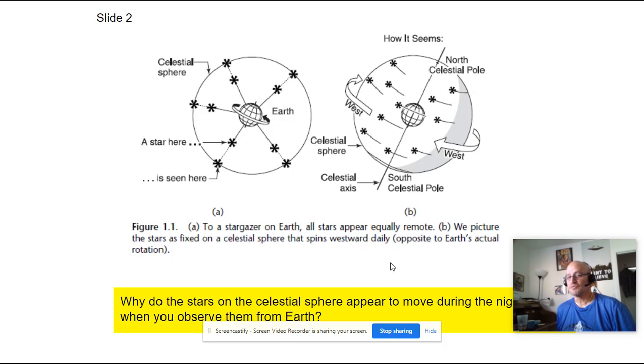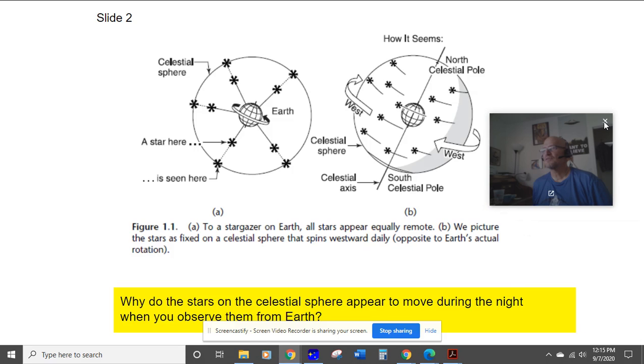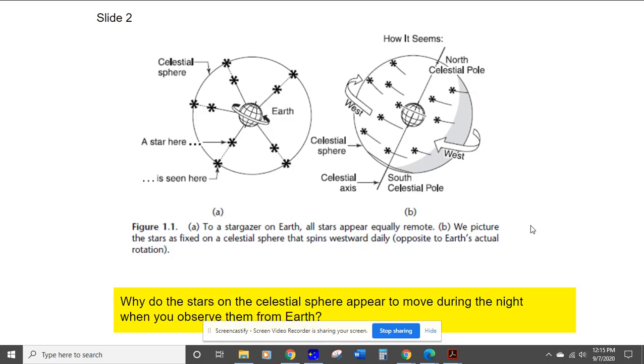So here's a question here. We want you to answer. We don't really need to see me here. Why do stars on the celestial sphere appear to be moving during the night when you observe them from the Earth? So go ahead and stop and answer this question.